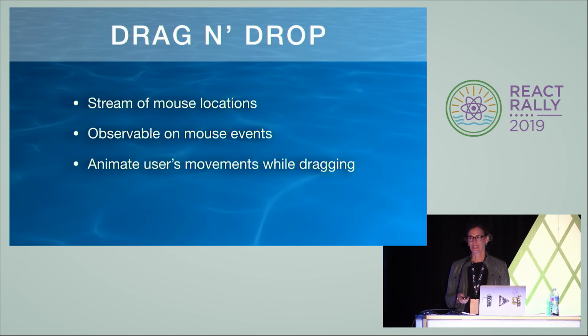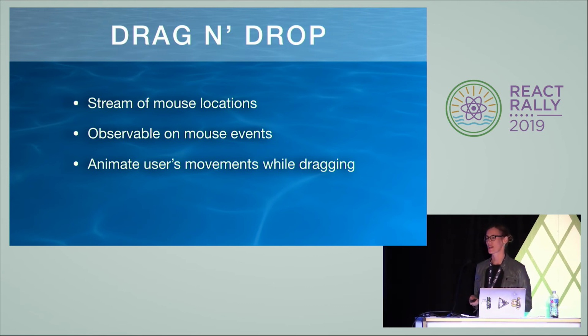So my last example, are you all still breathing? This is another classic use case for RxJS, especially when I first started learning about it. We talked about streams and how they can be a stream of anything. It could be a stream of mouse locations. So here you're capturing those mouse locations, observing mouse events like drag and drop, all of those things that happen when somebody's dragging and dropping, and you're animating those user movements.